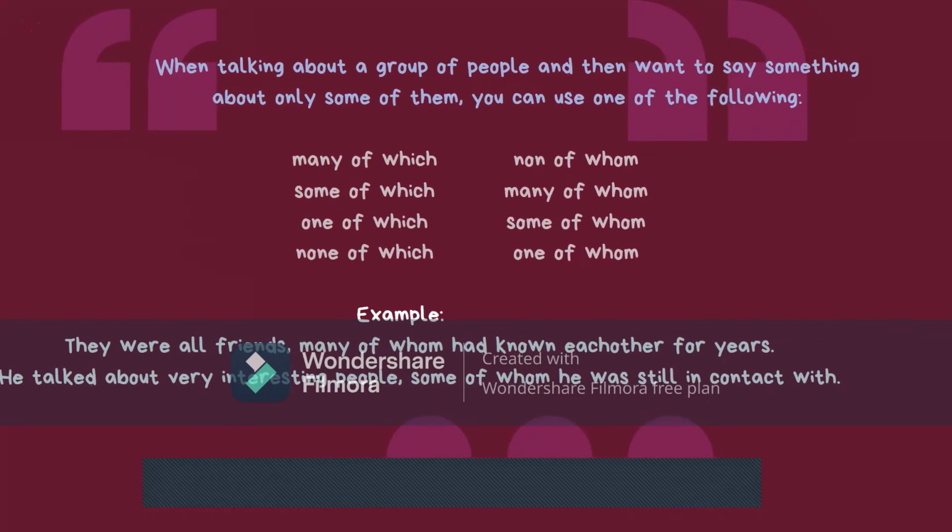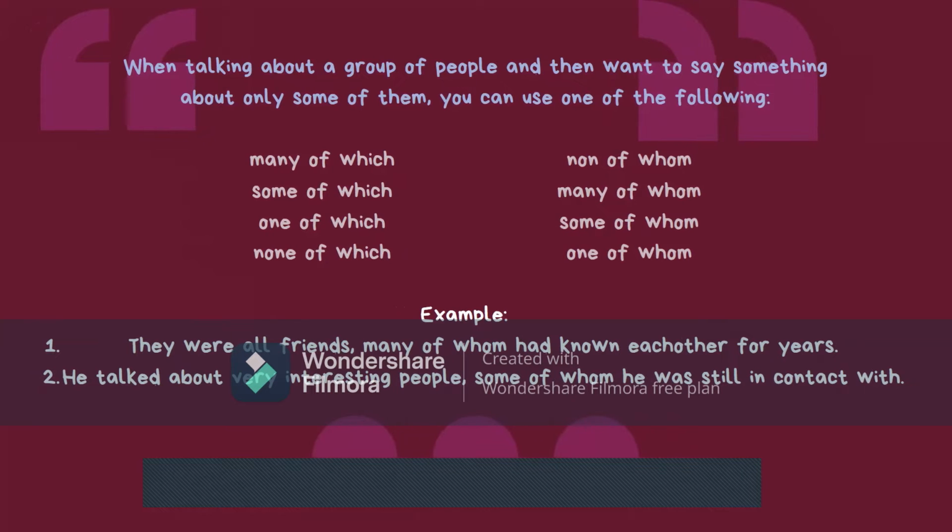All right, and here we have that when we are talking about a group of people, and we want to say something about only some of them, like we want to specify who we are talking about, we can use the following: none of whom, many of whom, some of whom, one of whom, and for objects, many of which, some of which, one of which, and none of which. And here we have some examples. Fer, can you read the first one, please?